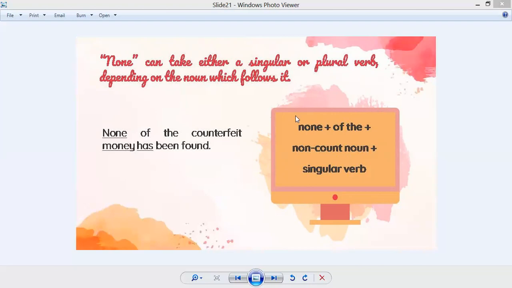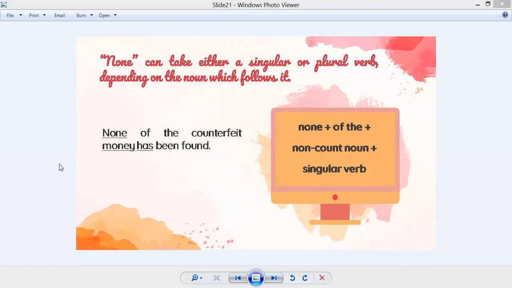Let us see when singular verb is used: when the word none is followed by of the plus a non-count noun. Non-count noun matlab a noun which is not given in a number, which cannot be counted, right? Such a word is known as non-count noun plus singular verb. जब भी non-count noun होता है और कोई भी आपका जो sentence है वो none of the से शुरू होता है, then verb is going to be singular. Let us see the example.